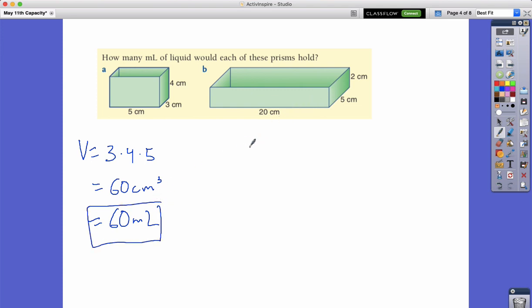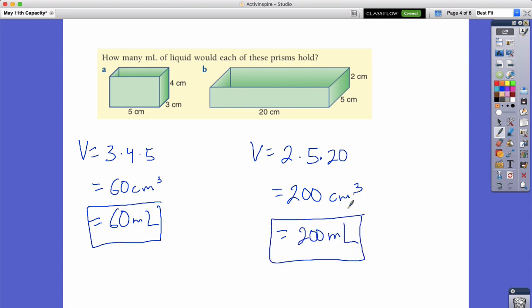The next one, same thing. Volume of a prism, 2 times 5 times 20. Make sure you have the same units. Sometimes those aren't the same, and it's actually useful to keep them all in centimeters. So this is equal to 200 cubic centimeters, so it is 200 milliliters. They're one and the same.